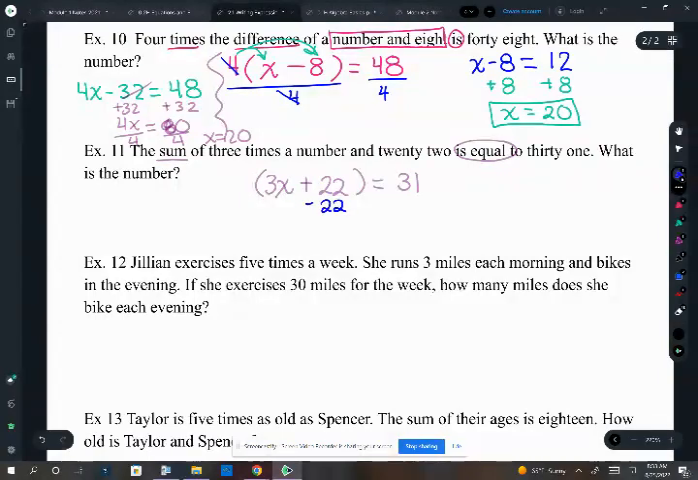So we're going to subtract 22 from both sides. We get 3x is equal to 9. Then we're going to divide both sides by 3. So x equals 3.